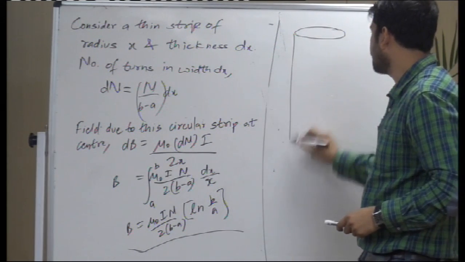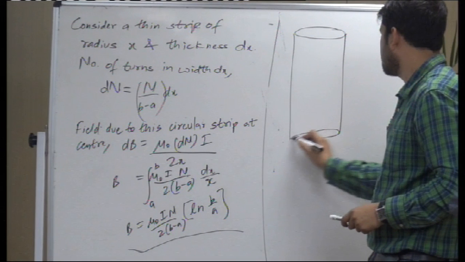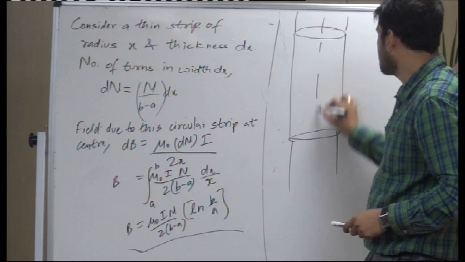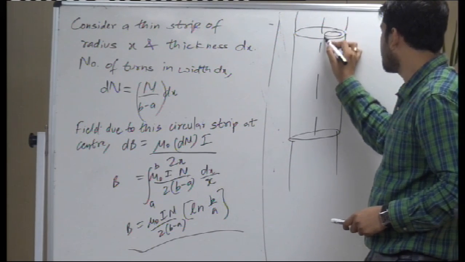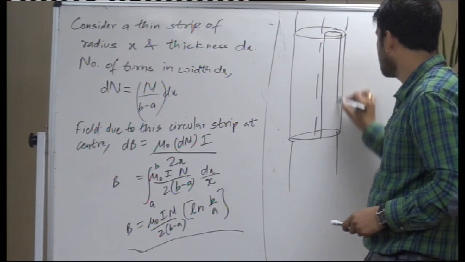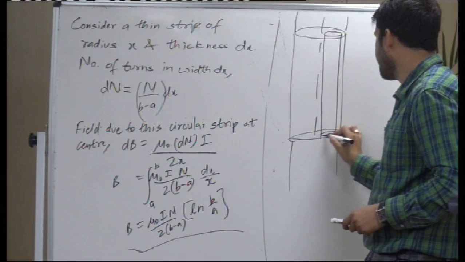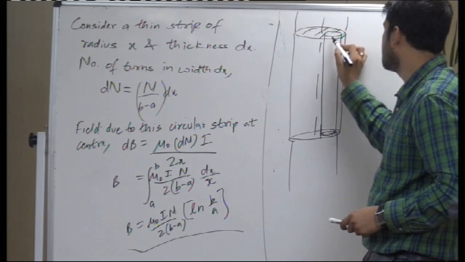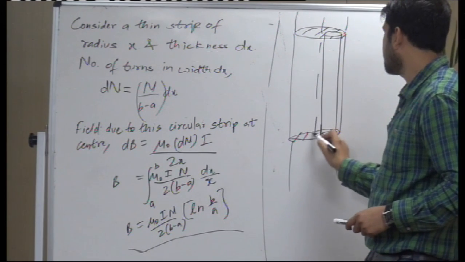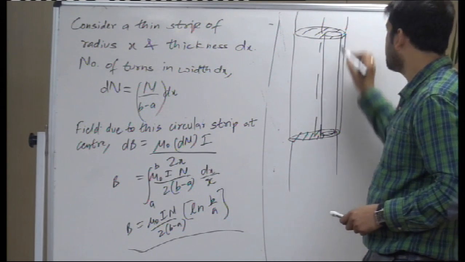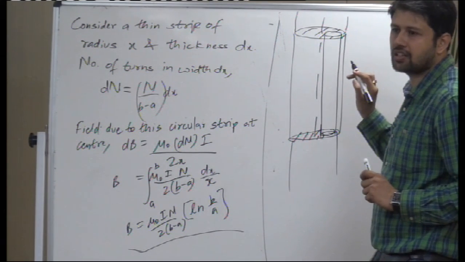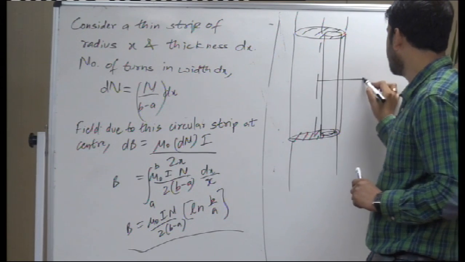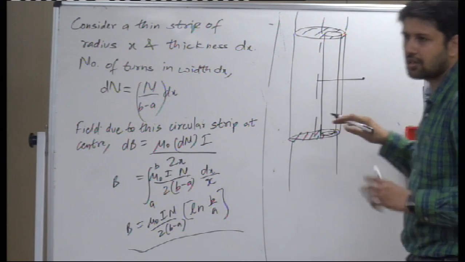A thick wire is there, cylindrical wire, long, out of which some portion is cut. So this is a cylindrical cavity. All this portion is carrying a current, but only this portion is not carrying a current. So you need to find the field at this point, some outside point.